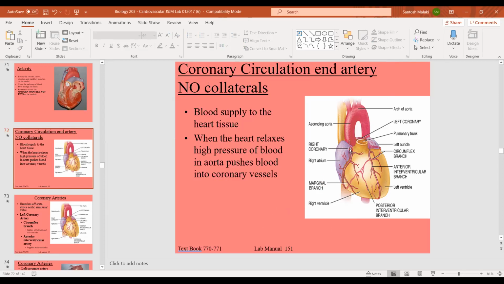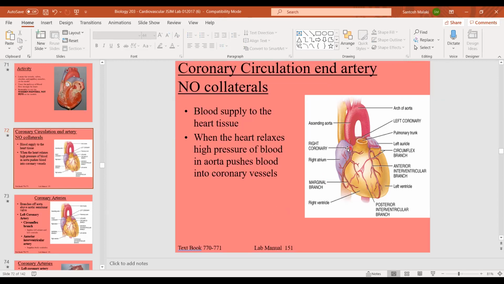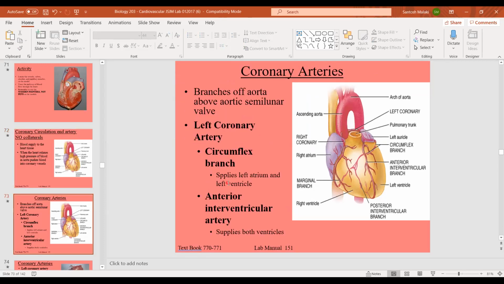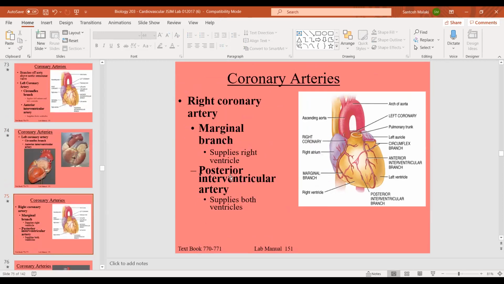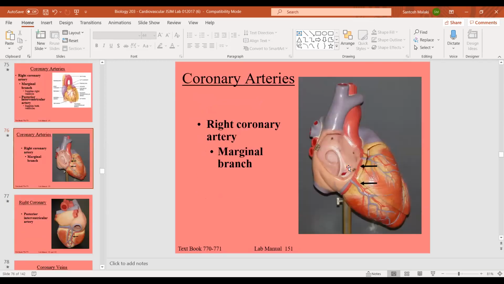distribution of it. Each coronary, as it comes out, gives rise to branches. Now let's go to the right coronary, since we are on the right side. The right coronary gives off branches known as marginal branches. See, it comes off here and gives off marginal branches, and it goes all the way behind to the back of the heart.